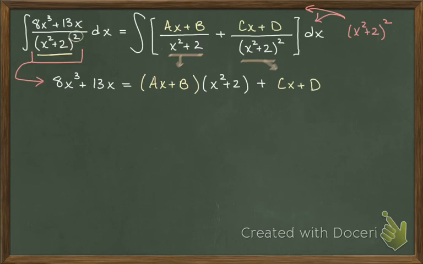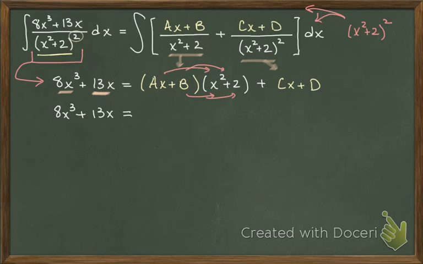So what we like to do in a situation like this is what we call equating coefficients. I want to see if I can use the right-hand side matched up with the left-hand side to come up with what's in front of the x cubed term and what's in front of the x to the first term. So what I'm going to do is take everything on the right-hand side here and I'm going to FOIL it all out.